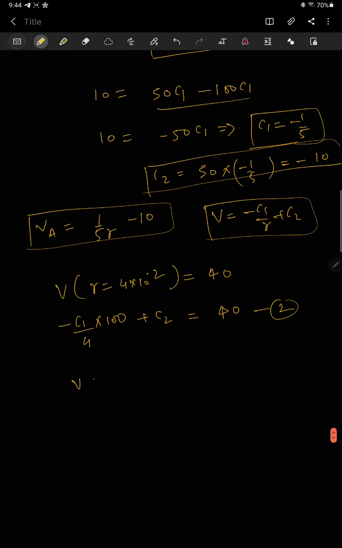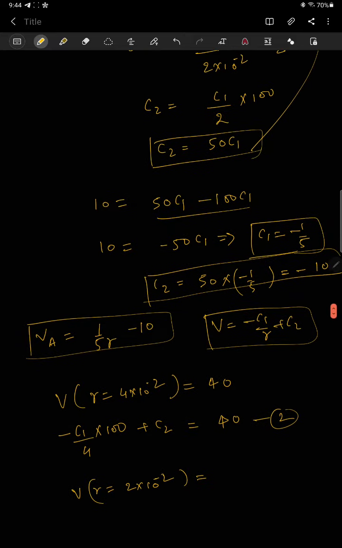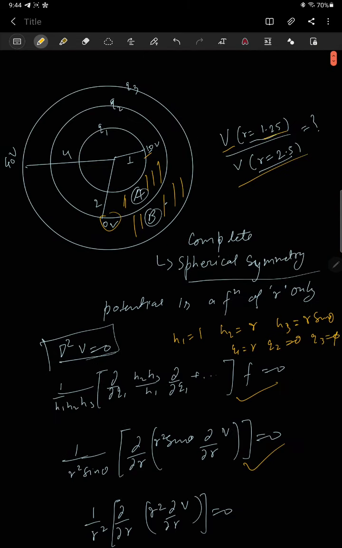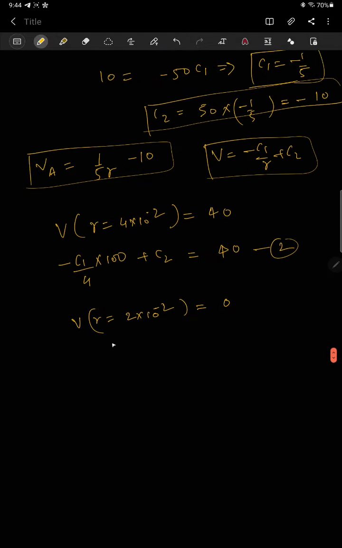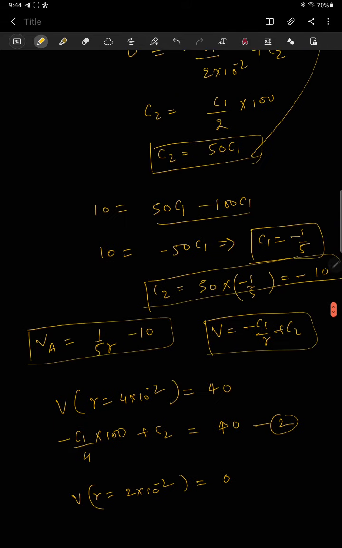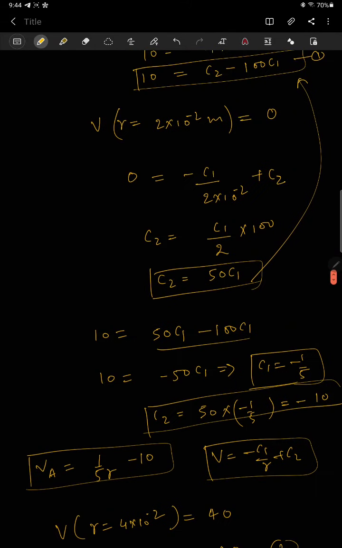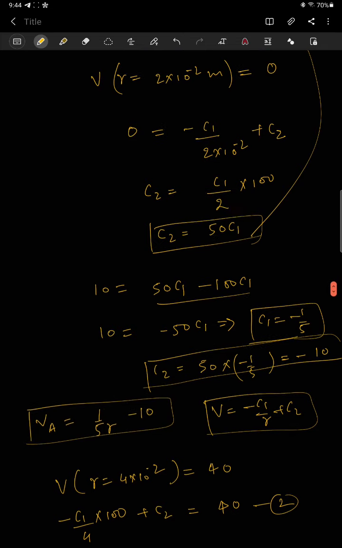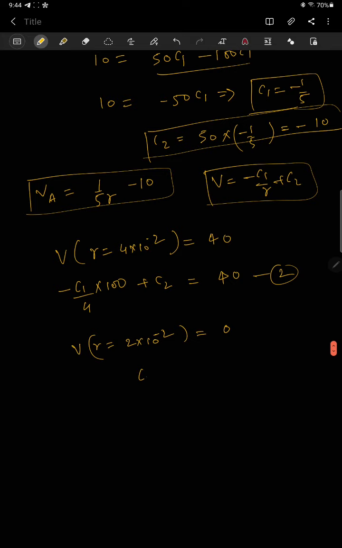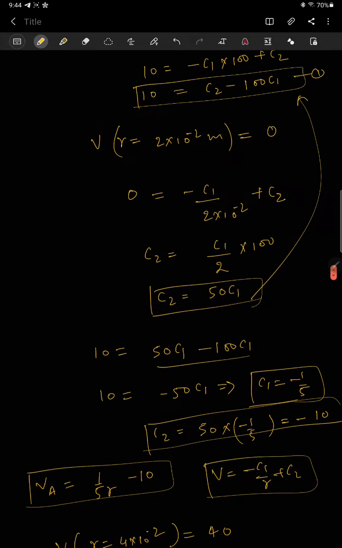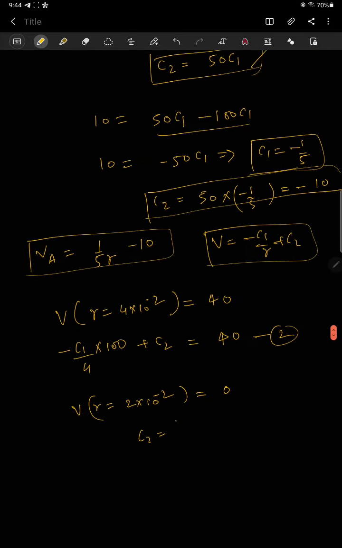Now we have to put R equals 2 into 10 to the power minus 2. How much is this? We are solving. So we used this boundary. Now we are using this, which is 0. So this will give the same equation which we obtained before. If we satisfy this, we will get C2 equals 57.